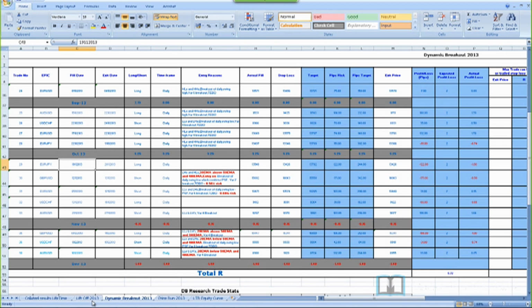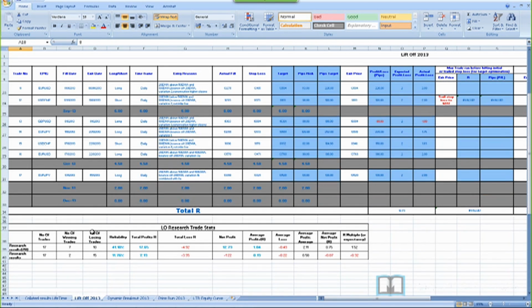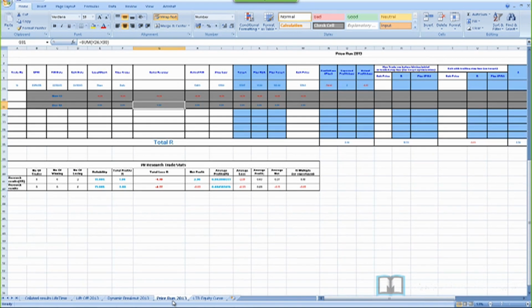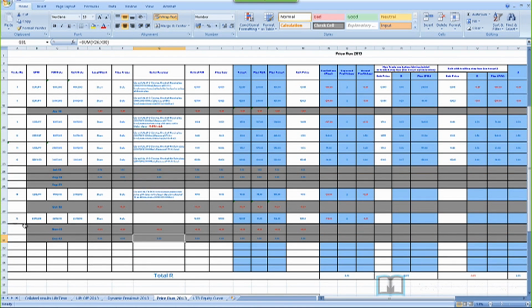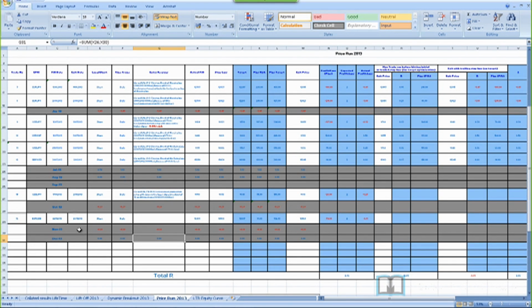So this is split by strategy. For example, you can see last year on the liftoff we took 17 trades, we took 38 trades on dynamic breakout, we took 16 trades on price run, and then you can see an overall equity curve of the performance from 2012 up till the end of 2013. And this is how that journal works.